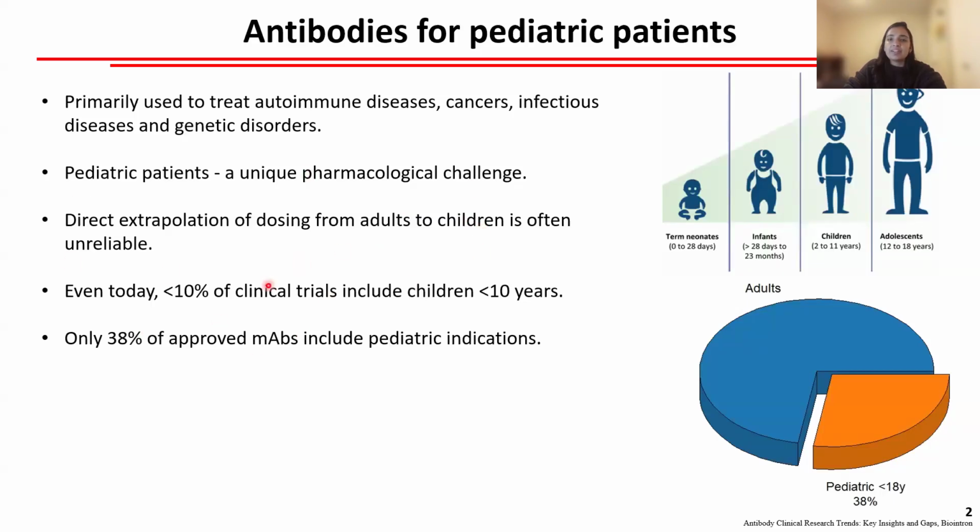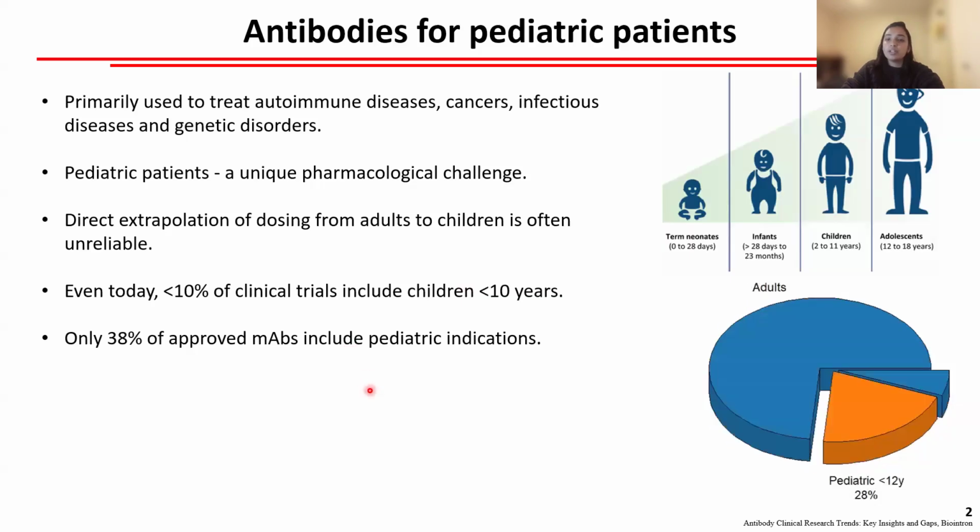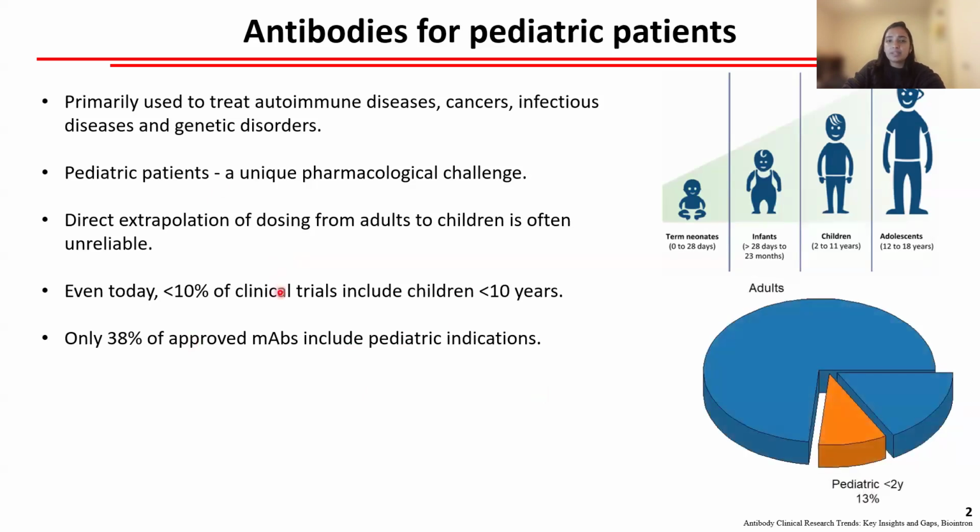Even today, what adds to this challenge is that there's very limited available pediatric data for antibody PK. Even today, less than 10% of clinical trials include younger children. Now, only about 38% of approved antibodies have pediatric indications. This proportion would decrease further in children under 12 years, and only about 13% of approved antibodies can be used in patients less than 2 years of age, which really highlights how understudied this entire population is.